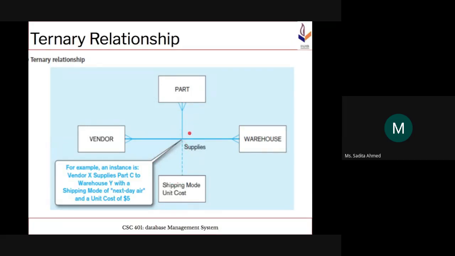হ্যাঁ? Let's talk about the supplies relationship. So it's associating three different entity types together. Vendor, supplies, part to warehouses. So তিনটা entity type একটা single relationship এ আমরা associate করছি. That's why it's a ternary.